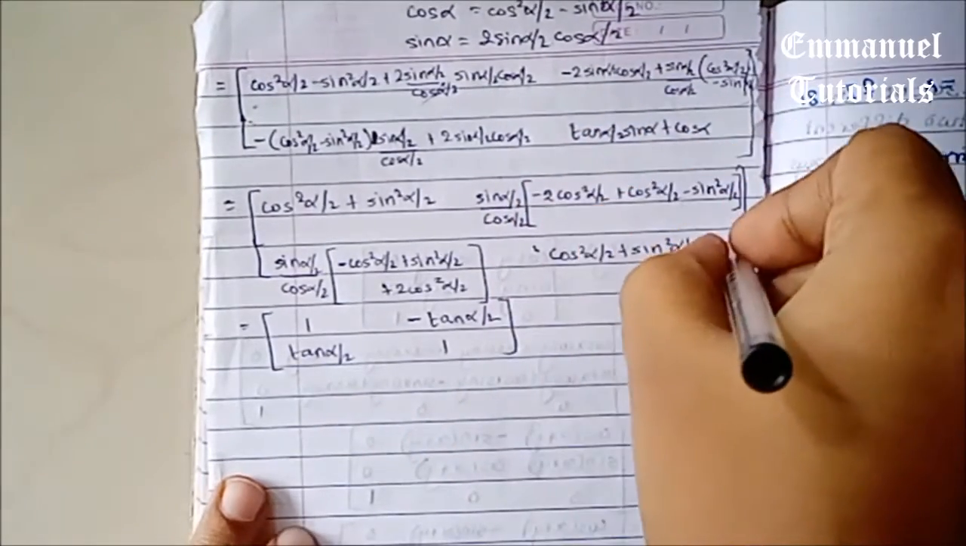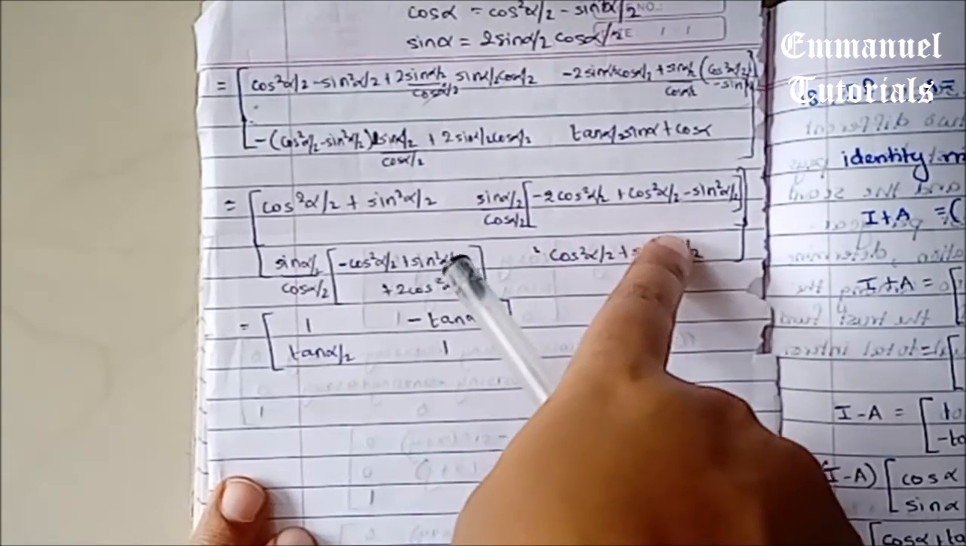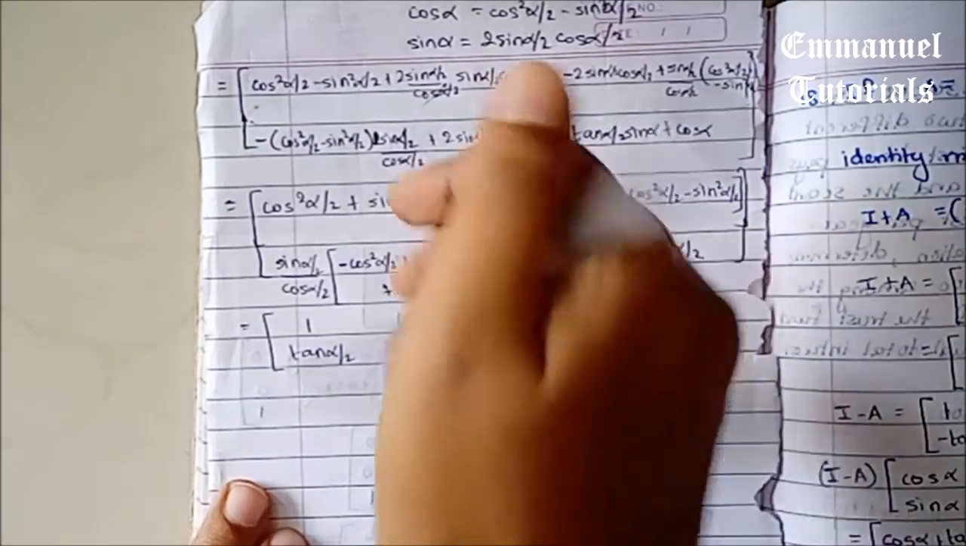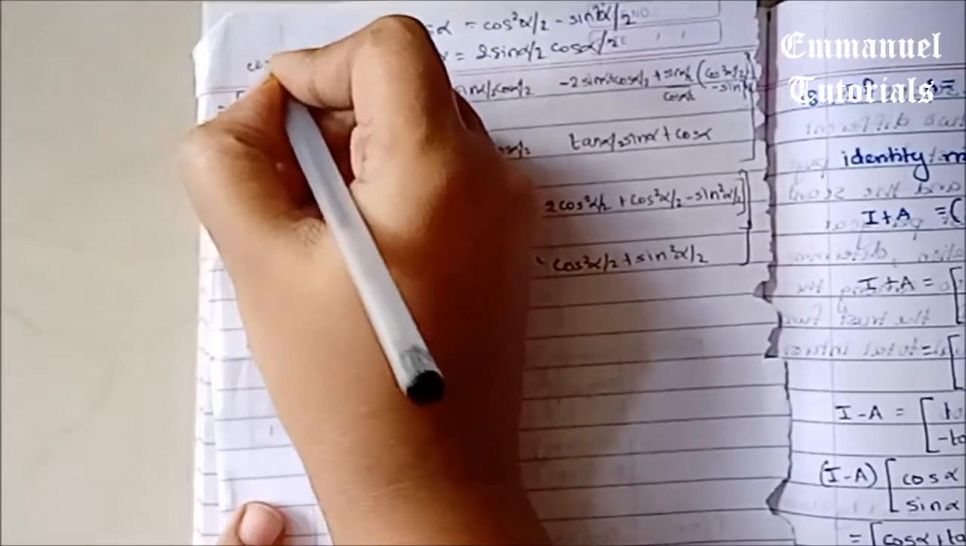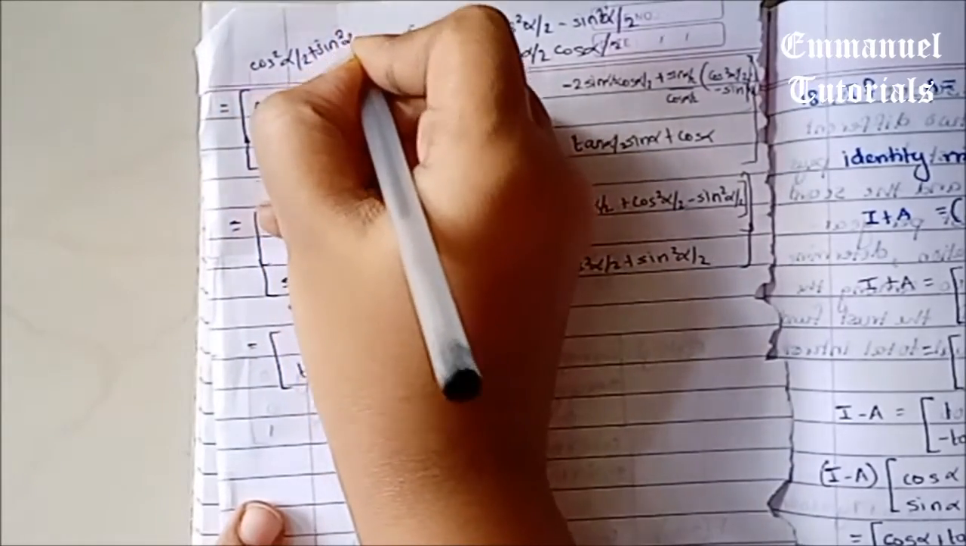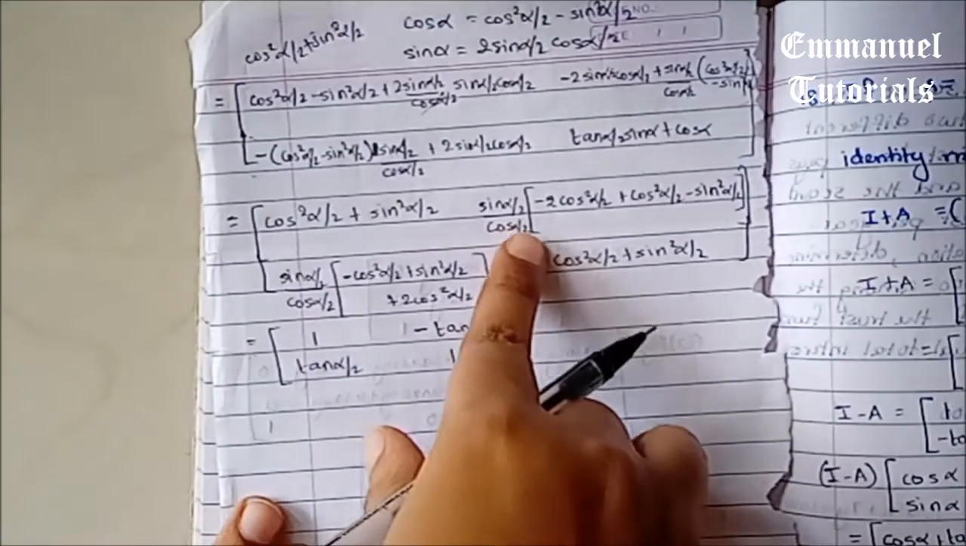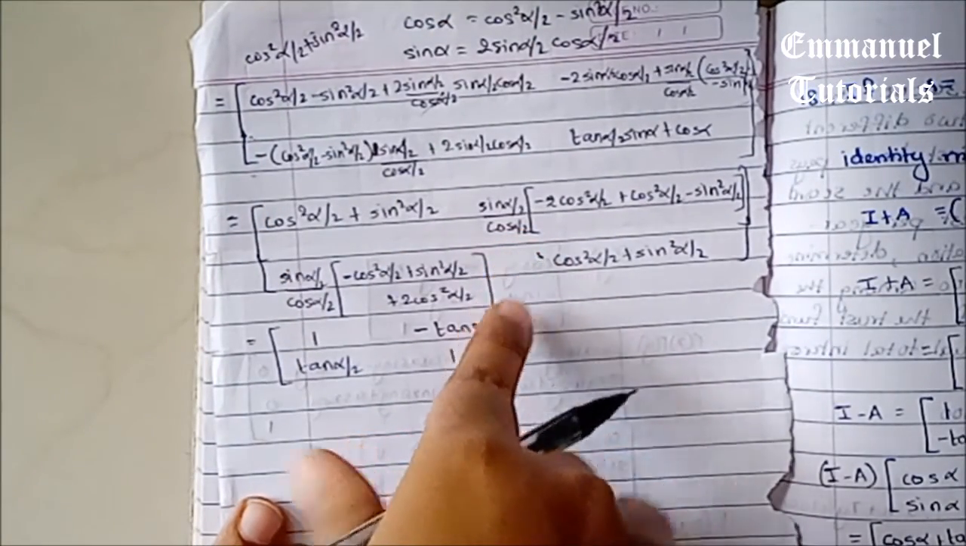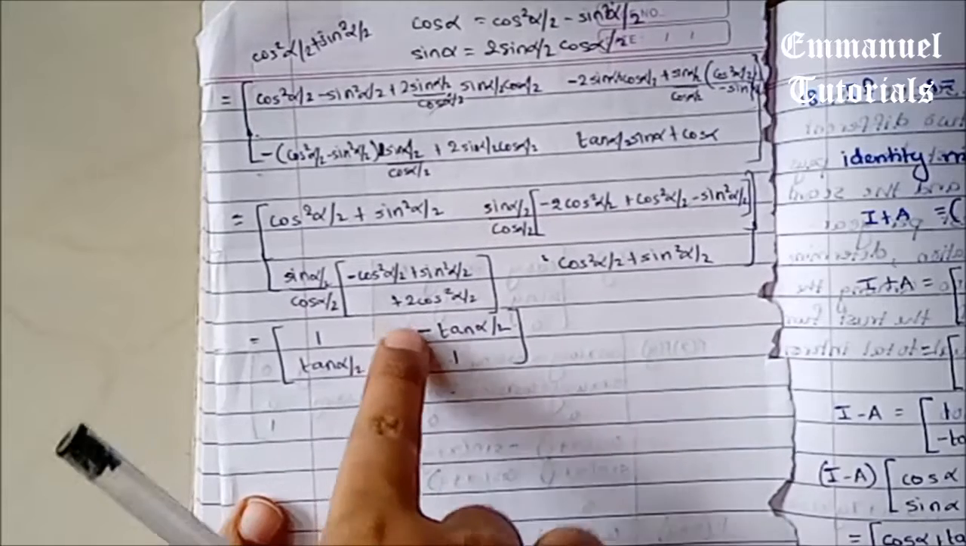You can take the minus sign common, and inside you will get the trigonometric identity cos square alpha by 2 plus sine square alpha by 2 is 1. So then again that becomes 1. What remains with you is minus tan alpha by 2. So that's what we have written here.